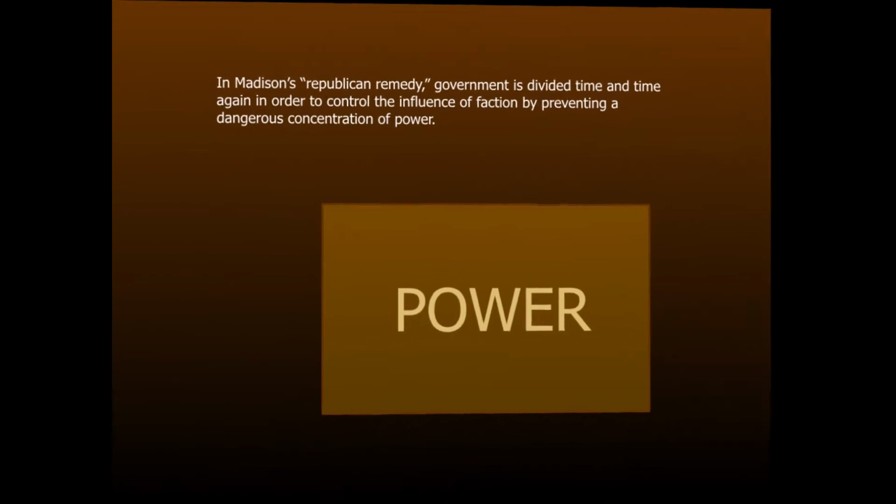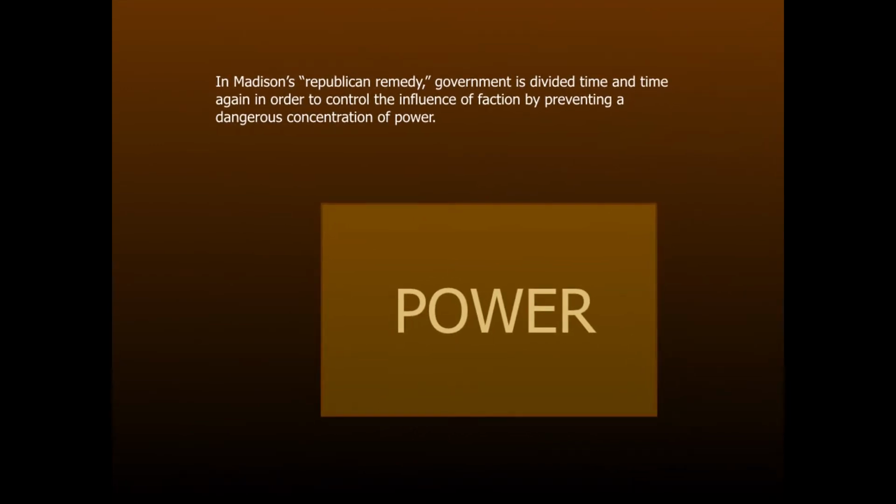So in his case, he wanted to provide a Republican remedy in which he used the concept of separation of powers and checks and balances. And what that does, of course, is it divides government by its ability to do things, by the time that it spends together, and by the inherent separate powers that each of the branches of government have. They're all there to do a number of things, and one of them is to control the influence of faction by preventing a dangerous concentration of power.